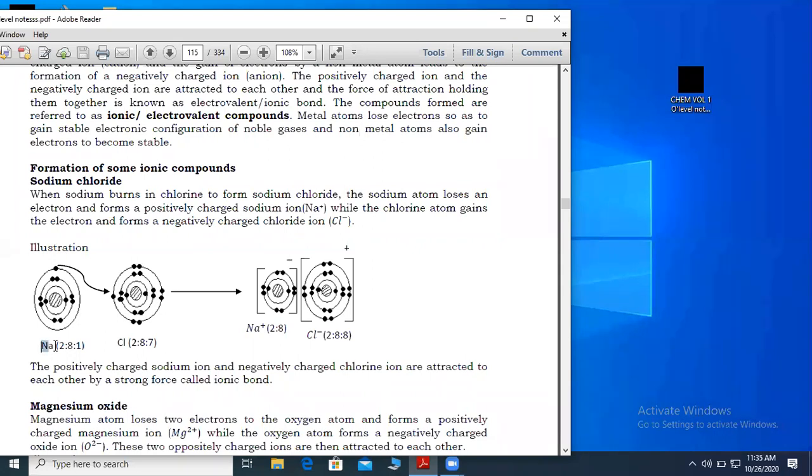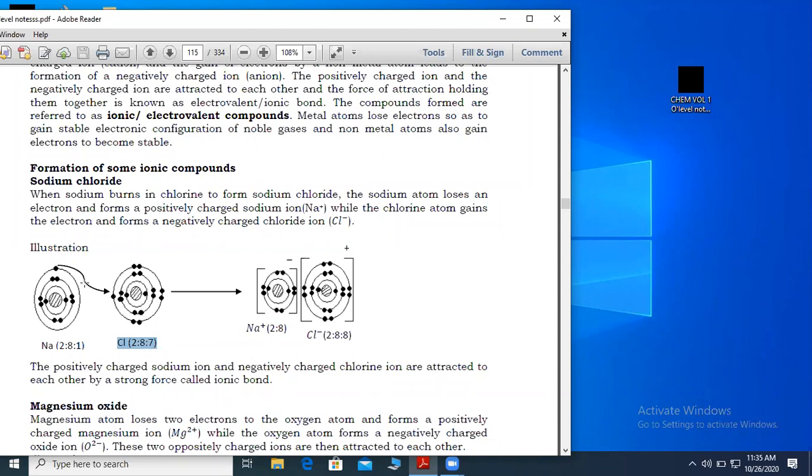The electronic configuration of sodium is here: 2, 8, 1, meaning sodium has 1 electron in the outermost shell, as you can see. So sodium is a metal, so in reaction it will lose that 1 electron. Chlorine, the electronic configuration is 2, 8, 7. So the electron lost by sodium will be gained by chlorine. And where does the electron go?